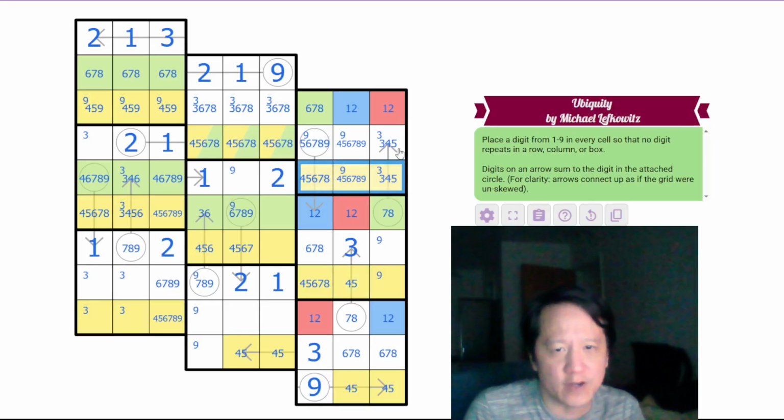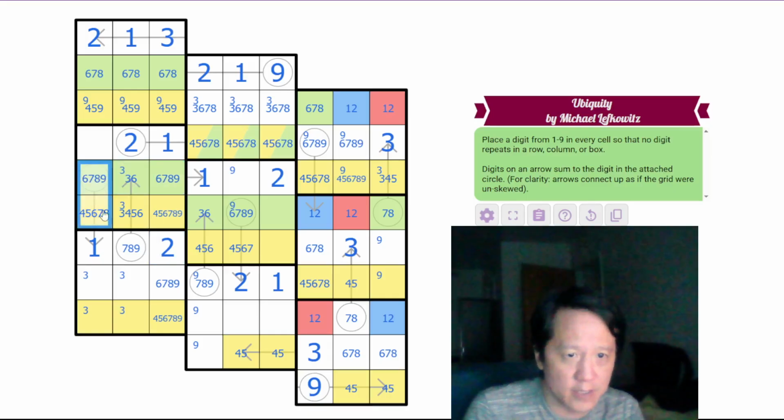This is 4, 5, so this cannot be 4, 5 here. This is 3. No 4, 5 here. No 5 here. 6, 7, 8, 9, that's fine. 4, 5 here. So 3 here eliminates 3 here. Therefore, this can't be 4, 5. No 4, 5 here. No 4, 5 here. To add up to this, it cannot be 4 here.